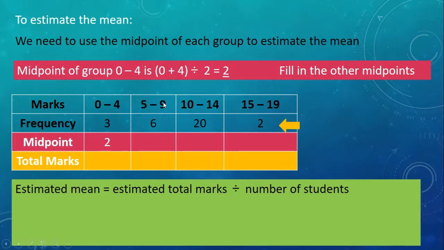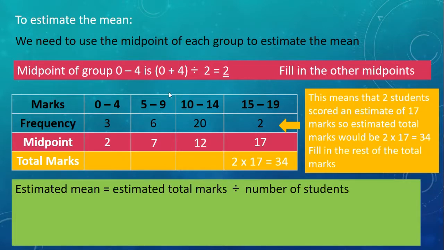5 plus 9 is 14, divided by 2 gives us a midpoint of 7. 10 plus 14 is 24, divided by 2 is our midpoint of 12, and 15 plus 19 divided by 2 gives us 17. Now, if we look here, it shows us that 2 students scored an estimate of 17 marks, because that's our midpoint.